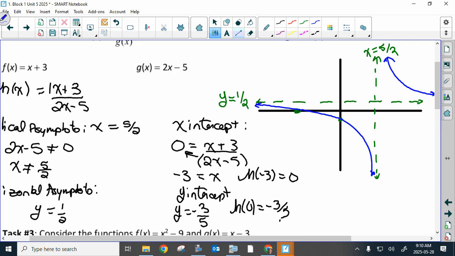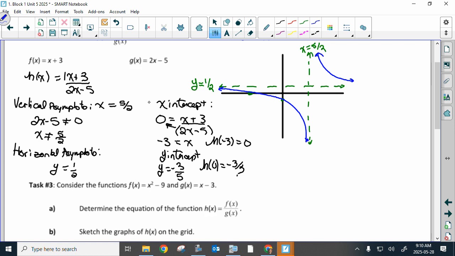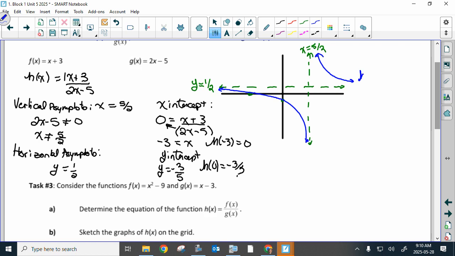Now the whole question is basically asking us what's the domain and range of h of x. So if this is h of x, how would I write the domain? And how would I write the range here? Zach, what's my domain?